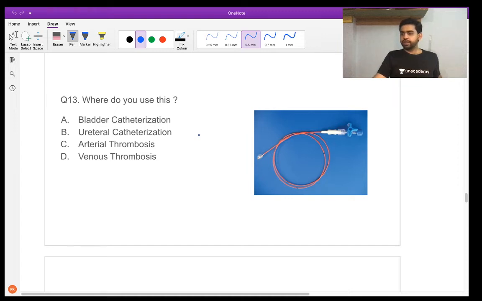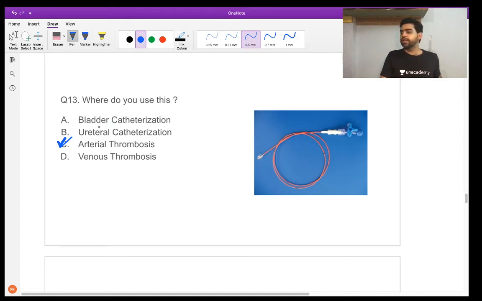Where do you use this particular catheter? So Sanjana is saying C. Okay, well, why Divya? Why D? Why venous thrombosis? Shraddha is saying C. Okay, well, guys, good. Most of you are saying C, and that is the correct answer. This is basically a Fogarty catheter.